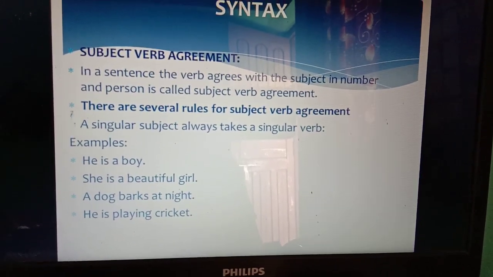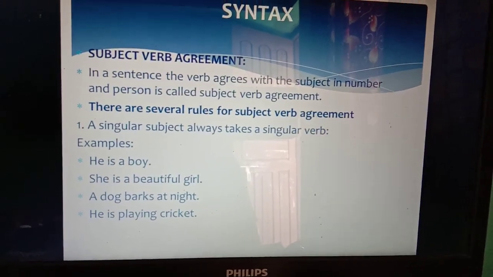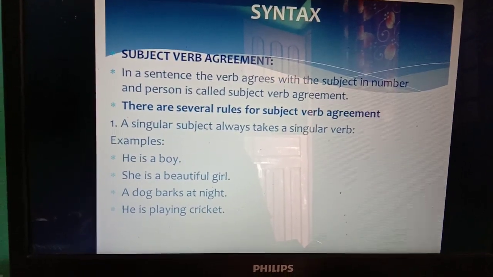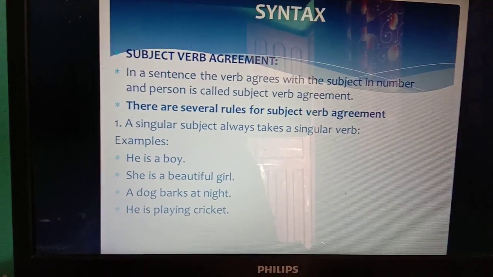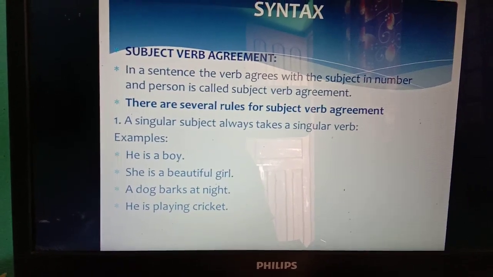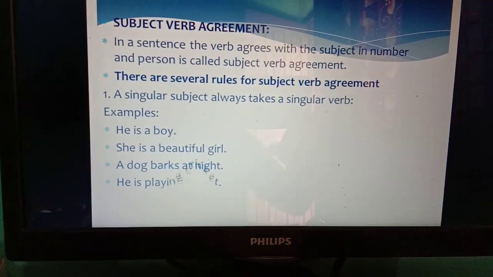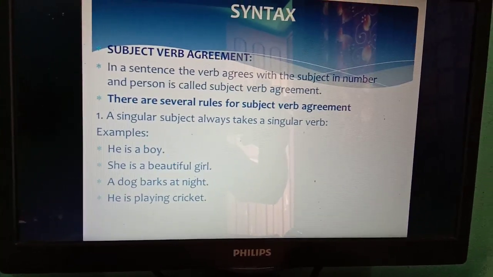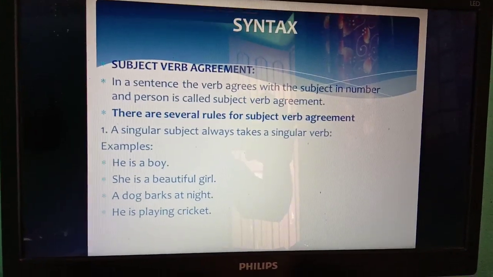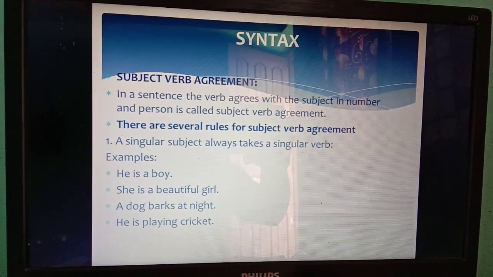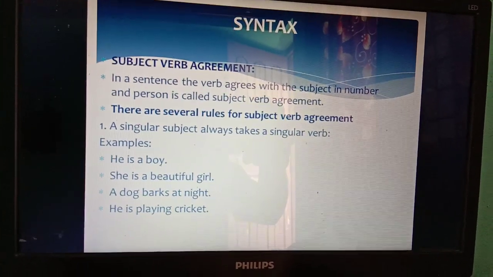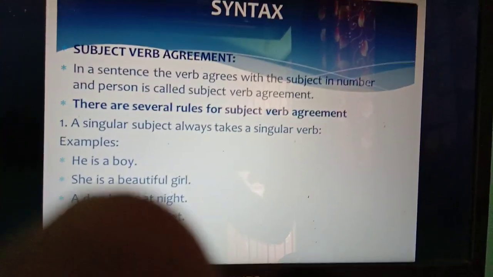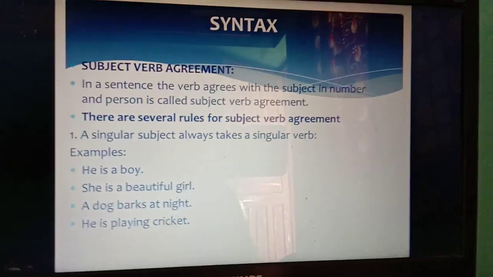The first one is a singular subject always takes a singular verb. For example, he is a boy. She is a beautiful girl. A dog barks at night. He is playing cricket. So here he, she, a dog, again he, these are all used as singular subjects, and therefore the verbs are is, barks. So these are the singular verbs.